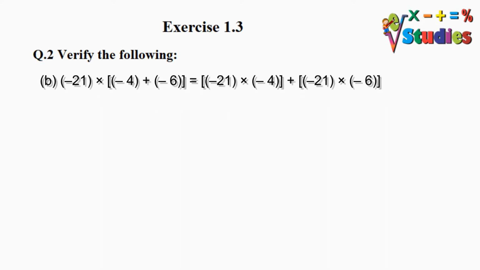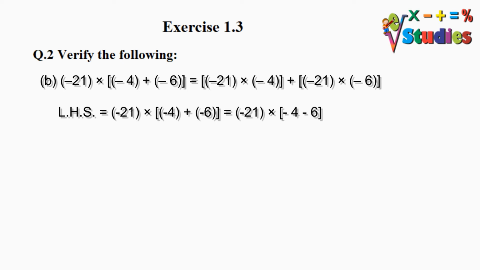Moving on to the next sum, question 2B. We have negative 21 multiplied by negative 4 plus negative 6 is equal to negative 21 multiplied by negative 4 plus negative 21 multiplied by negative 6. Doing the left hand side first, negative 21 multiplied by negative 4 plus negative 6. So when you add up negative 4 and negative 6, you get negative 10. And negative 21 multiplied by negative 10 would give us positive 210.